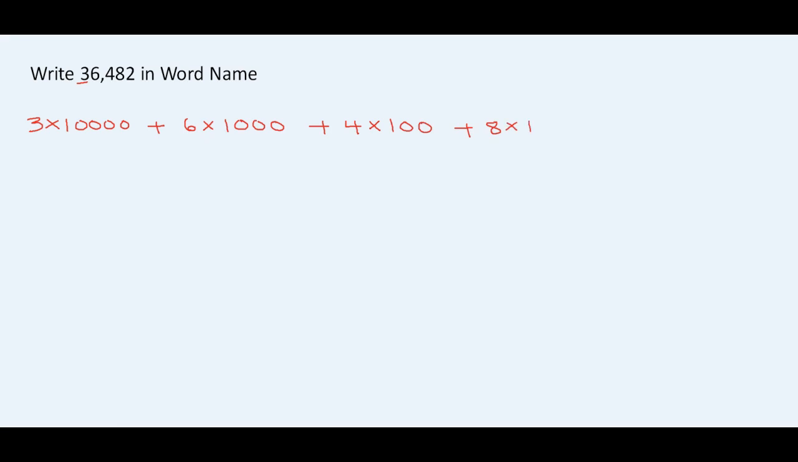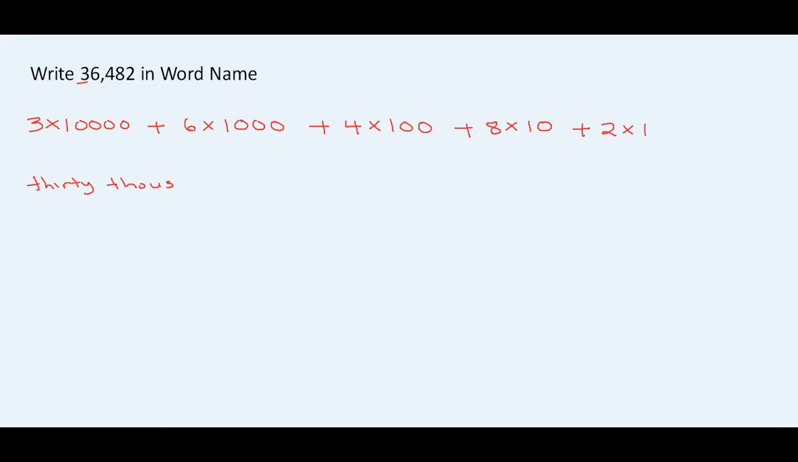We have only one digit after that, so we add a 0. Plus 2 we multiply by 1. There are no digits after that, so we don't need a 0 here. So we have 3 and 10,000, so that is 30,000. And then we have 6,000.